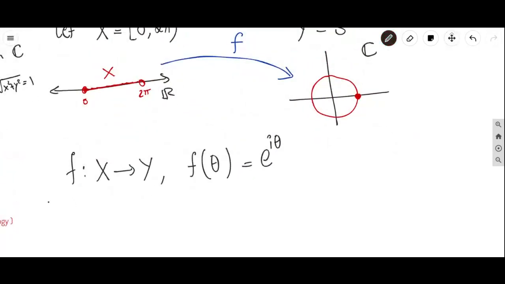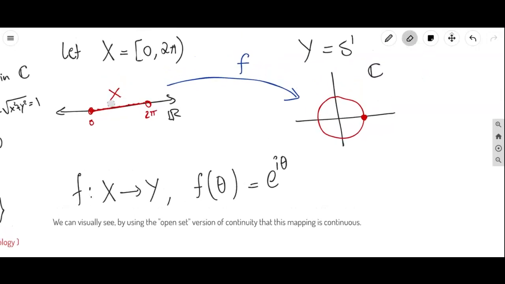And we can visually see, by using the open set version of continuity, that this mapping is continuous. So how can we see that this is actually continuous? Well, intuitively, it makes sense. What are you doing? You're taking these two endpoints. Think of this as a metal wire. What is the function doing? It's bending the wire into a circle. So that's a continuous way. You're not breaking the space. So it's continuous, but you can also see it with open sets.